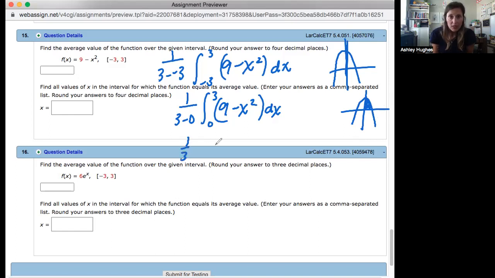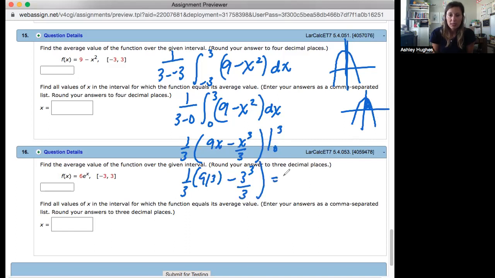So 1/3, and then this would be 9x minus x cubed over 3 from 0 to 3. So then there's the 1/3, and then 9 times 3 minus 3 cubed over 3, and the 0 would just be 0, which is why it's easier to do it this way. 9 times 3 gives us 27 minus 27 over 3, which is 9. And you're going to take 1/3 of that. So that'd be 9 minus 3, which is 6. Okay, so we get 6 as our answer.